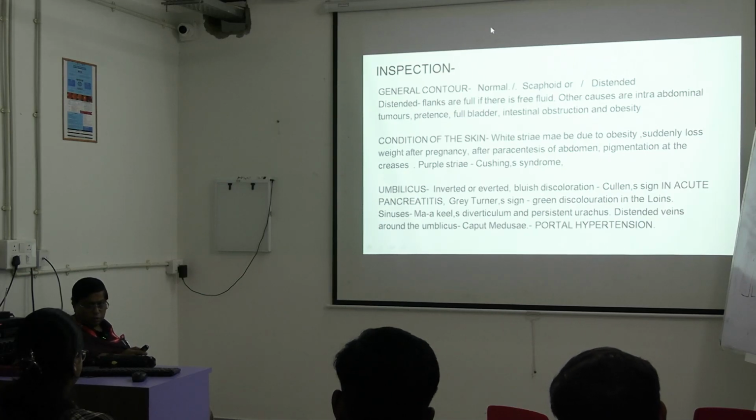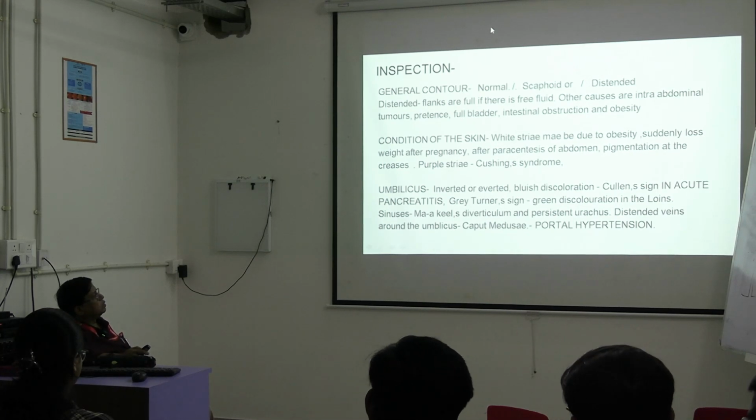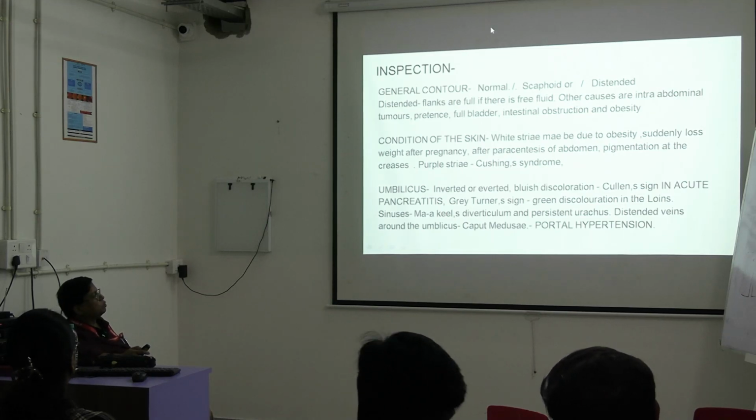Experience is seeing in somebody, either in the abdomen or elsewhere, some white striae. What are the conditions? The main condition is losing weight. Suppose an obese patient loses weight very rapidly, then there will be white striae in the abdomen.